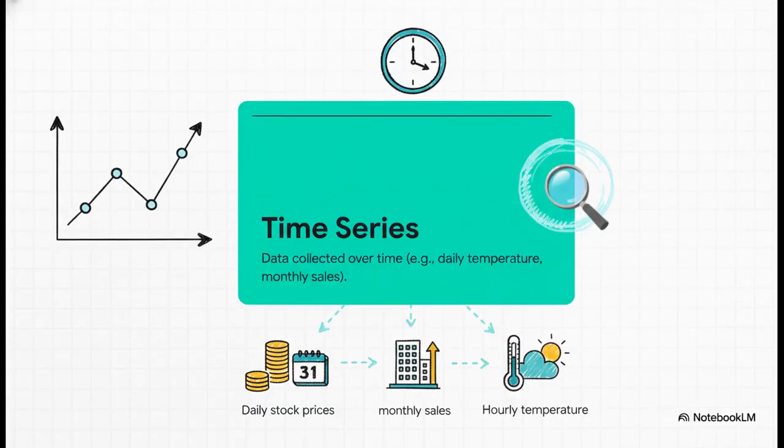Okay, first things first. We need to talk about the kind of data we're dealing with. It's called a time series. And all that means is it's a bunch of information collected over time. Think about it like monthly sales figures, daily stock prices, or even the temperature recorded every single hour. It's basically data that has a timestamp on it.